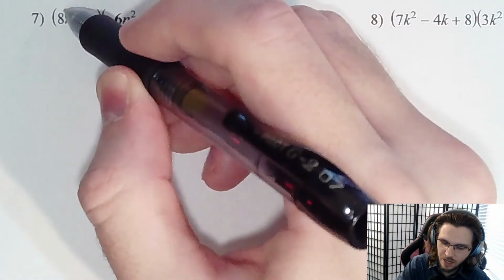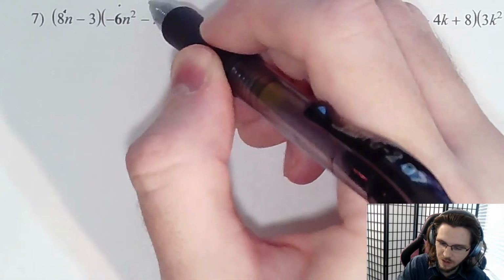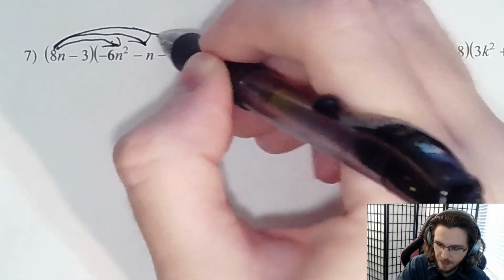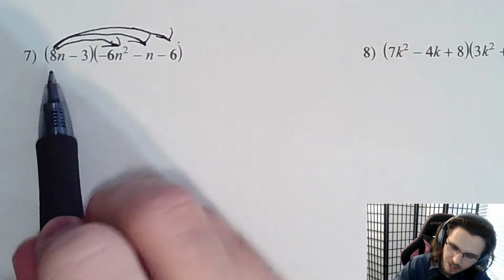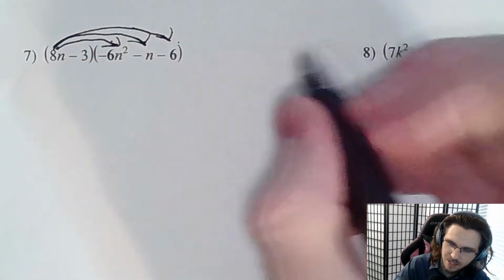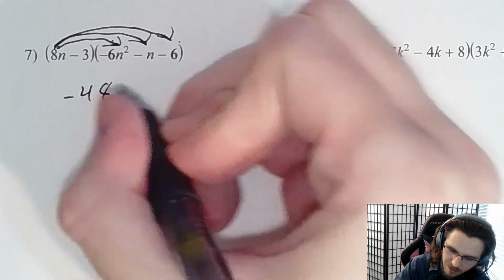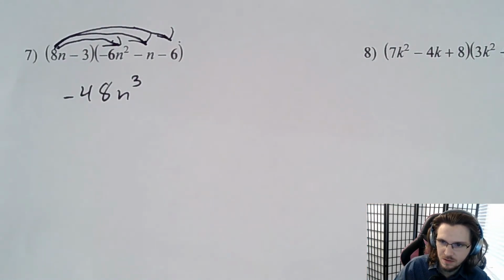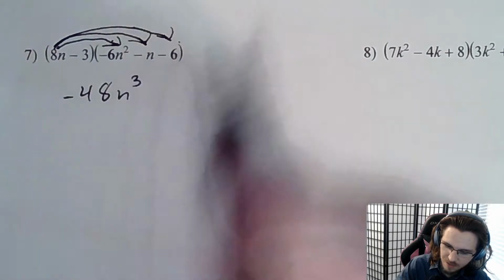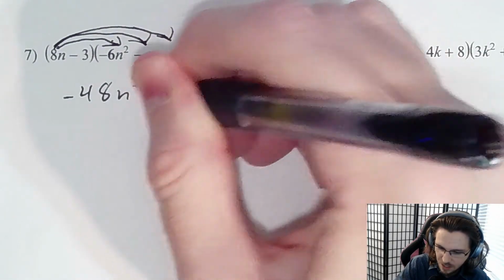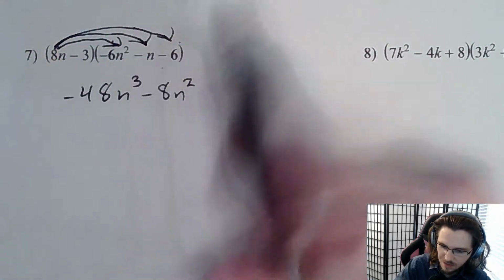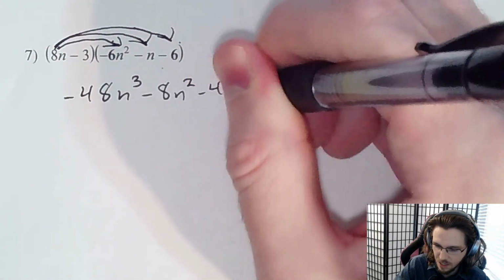So this is what I like to do for questions like this. We're going to do the 8n. We're going to multiply the 8n to all three of these here. So we're going to do 8n to all three first. That's step number 1. So I'm going to do 8n times -6n, and that's going to be -48n cubed. And then I'm going to do 8n times -n, and that's going to be -8n squared. And then 8n times -6 and get -48n.